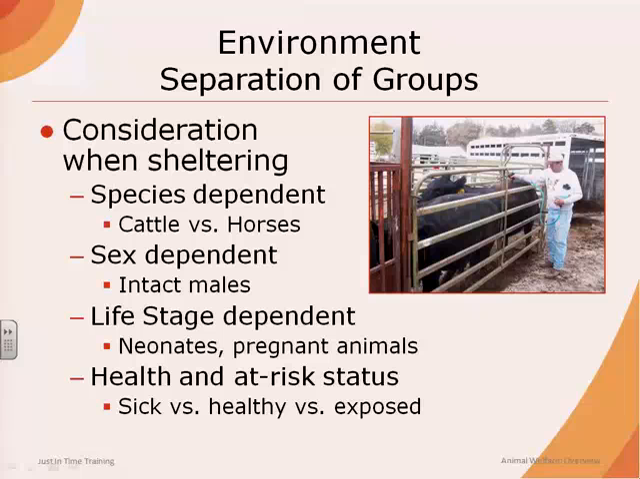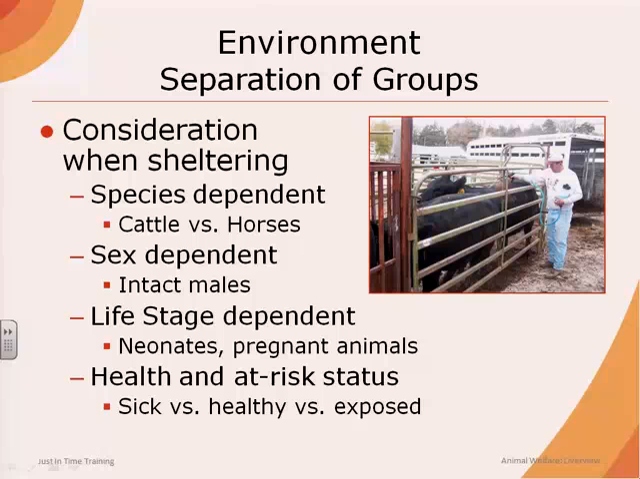An important consideration when moving and sheltering animals is to separate them out into appropriate groups. Separation, or lack thereof, can directly affect animal welfare. Different species will have different grouping requirements. Horses may require individual housing, while cattle can usually be grouped together. The sex of the animal also needs to be considered, as it is usually inappropriate to house intact males together or with females. Life stage is another important consideration.